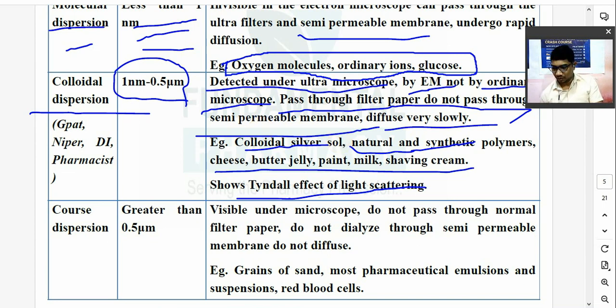Now, if a colloidal dispersion is there, light is scattered. There is a scattering of light, and the appearance of that colloidal dispersion is turbid, you will notice, because of the scattering of light. So the phenomenon of scattering of light is known as the Tyndall effect. Scattering of light is known as the Tyndall effect.